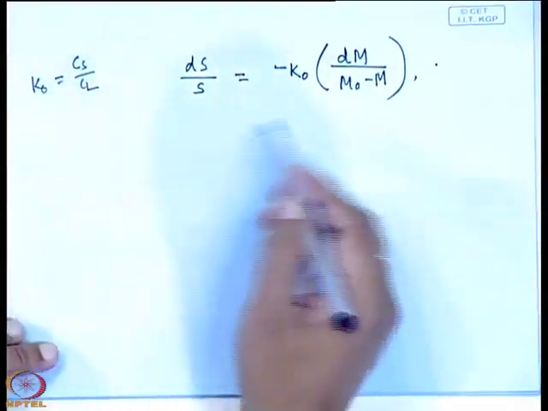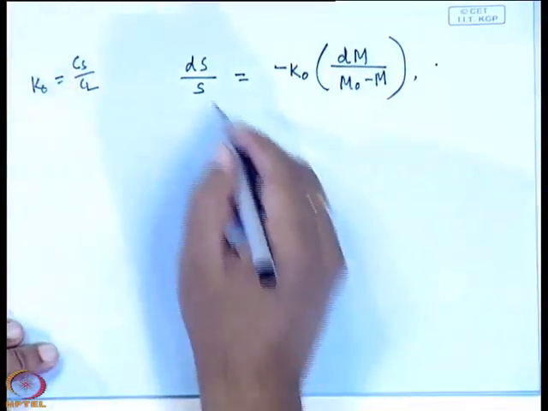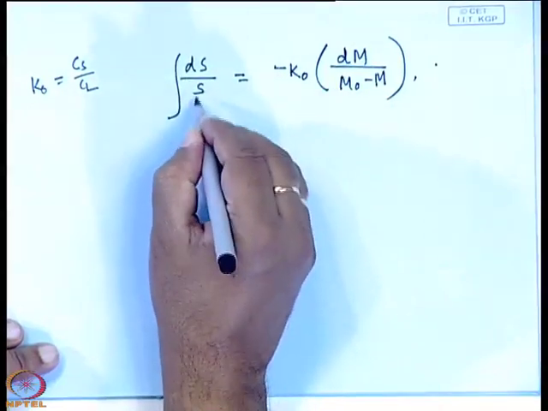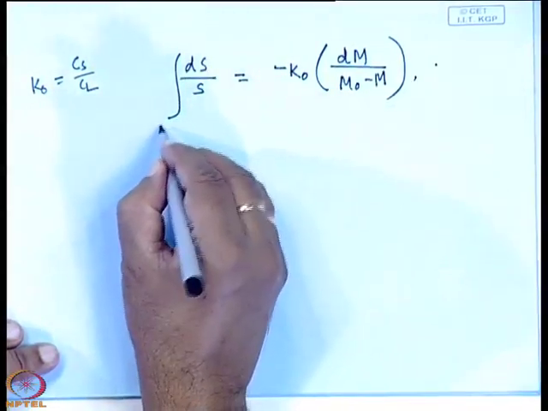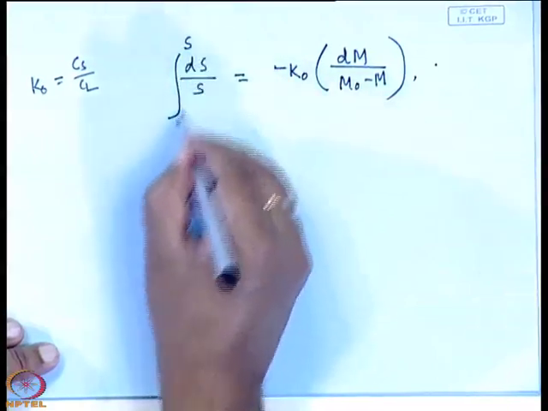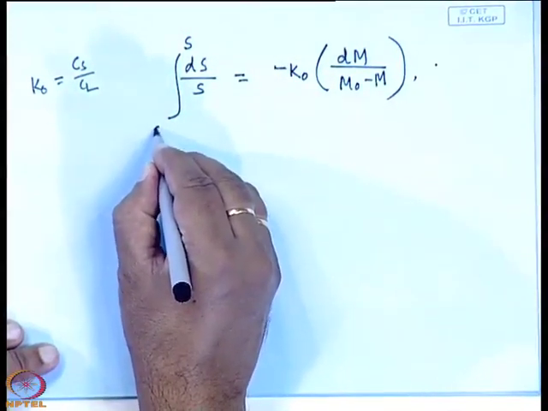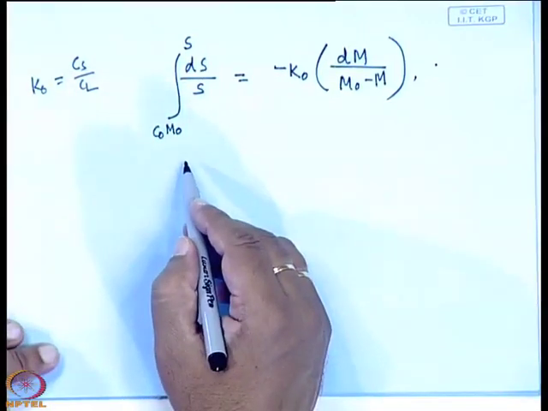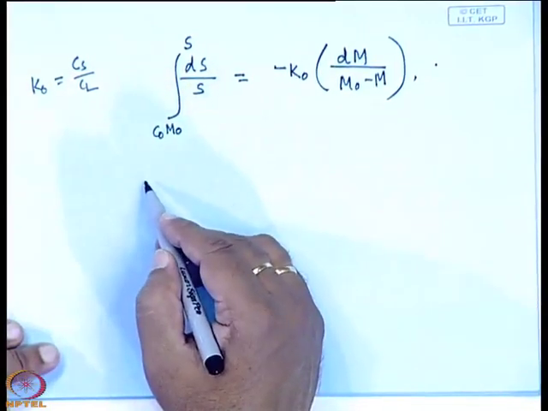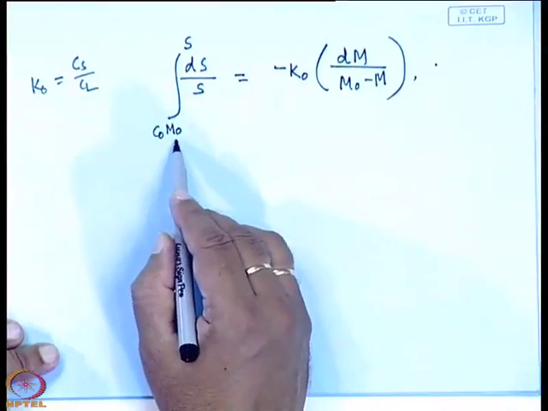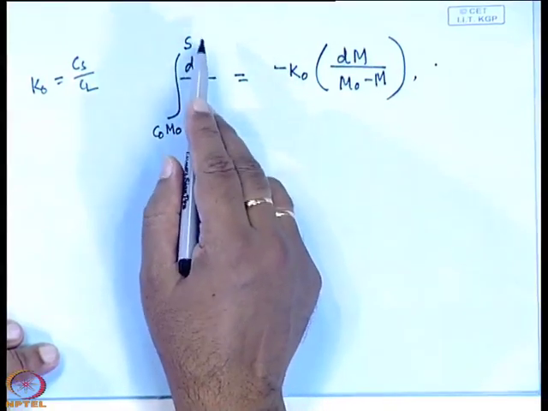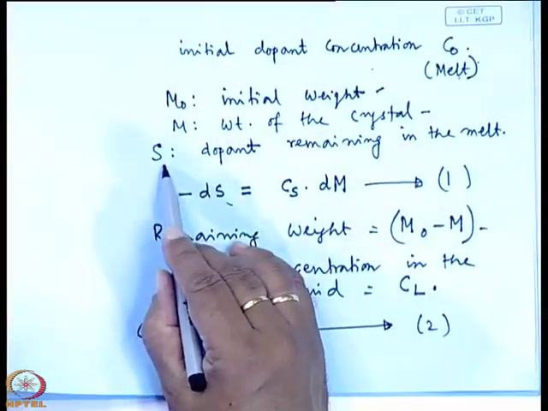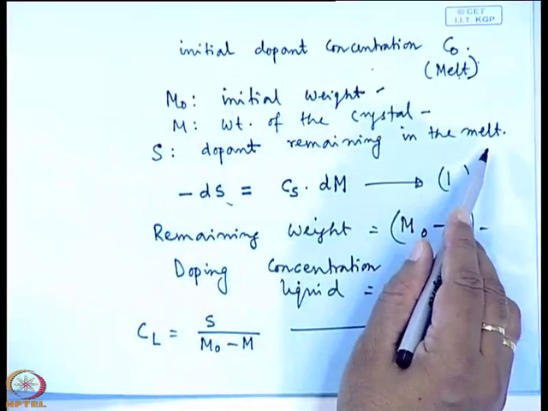Now, I want to integrate this. Then, what is the limit? Limit is that for S, it must be S the final, and C0 M0 is the initial, because when the weight was M0, the concentration was C0. So C0 M0 was the initial limit and S is the final limit, because we have already assumed that S is the dopant remaining in the melt.